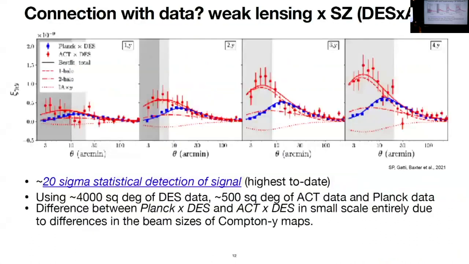Okay, so we would like to see if we can already connect with data. A few years back, we did an analysis where we tried to analyze the correlation between weak lensing and the TSZ signal, particularly taking the weak lensing map from DES and the TSZ map from ACT. We correlated both ACT and Planck in various tomographic bins. What you see here is the correlation between weak lensing and TSZ as a function of angular scale for various tomographic bins going from low redshift to high redshift. And it was a pretty high statistical detection.